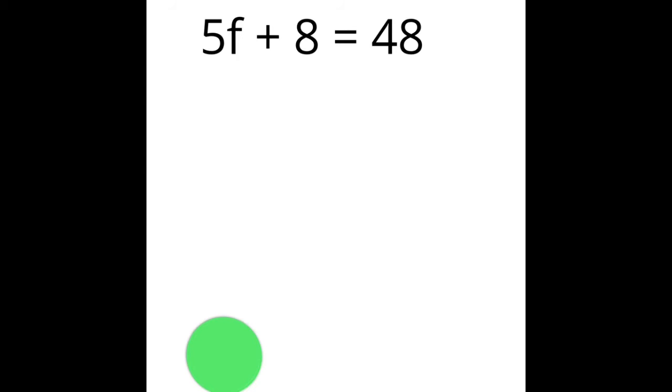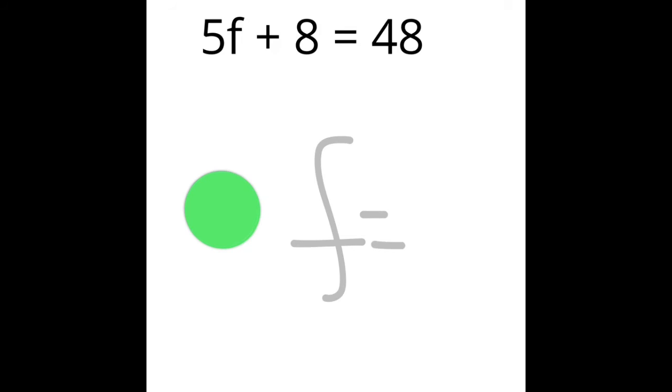What I often do is take my finger and cover up the 5f. So I think, okay, what number plus 8 has to give me 48? Well, I know that the answer has to be 40. Then I uncover what I still have left. 5 times a number has to equal 40. So again, in this case, we know that f still has to equal 8 because 5 times 8 gives me 40. Plus another 8 will equal 48. This means that both sides of the equation are now equal.